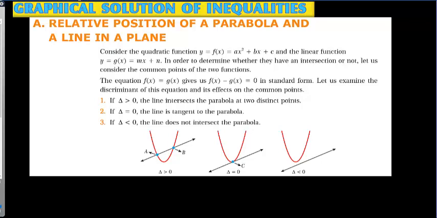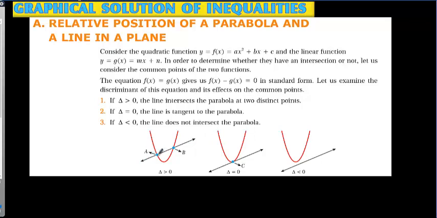In this video, I'm going to explain relative positions of a parabola and a line in a plane. This is the topic under the graphical solutions of inequalities here. If you want to find the relative positions, it may have three different cases.